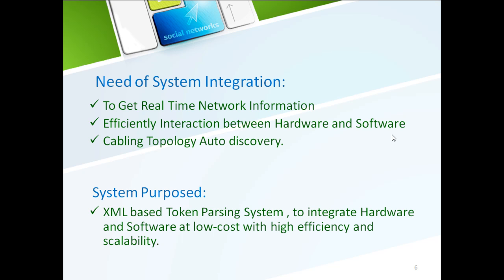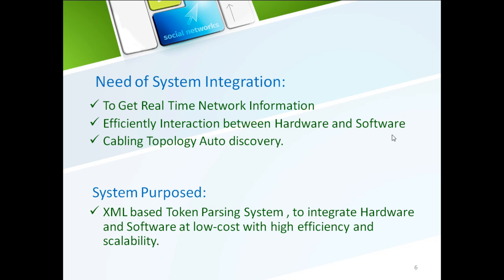Need of system integration. To get real-time network information, meaning which route is busy or anything else, real information. Efficient integration between hardware and software. Cabling topology auto discovery means which room is assigned to which port on which switch. That is cabling topology auto discovery.